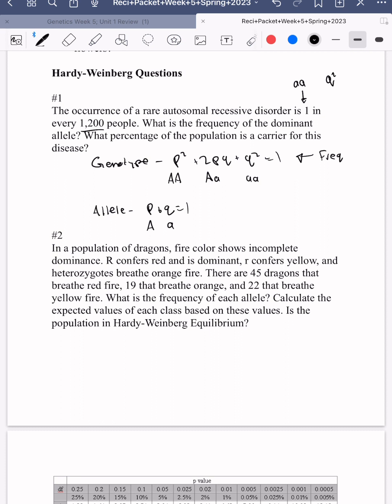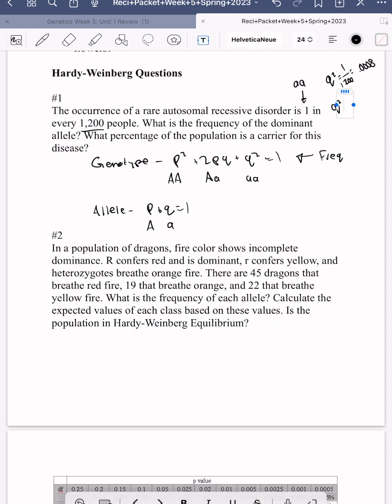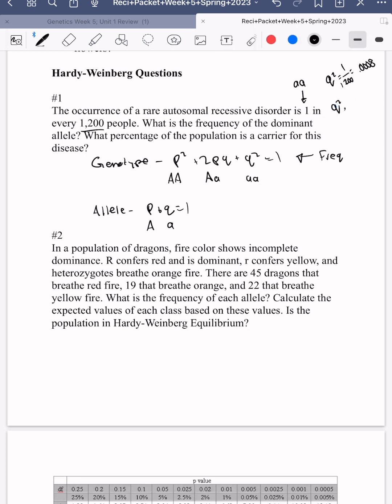So q squared, remember, is a frequency. We know that 1 in 1,200 people have this disease. So q squared would equal 1 over 1200, the number of recessive individuals over the total population, which gives us the frequency of individuals with the recessive genotype. I think that would be 0.0008, if I'm not mistaken. So q squared equals 0.0008.